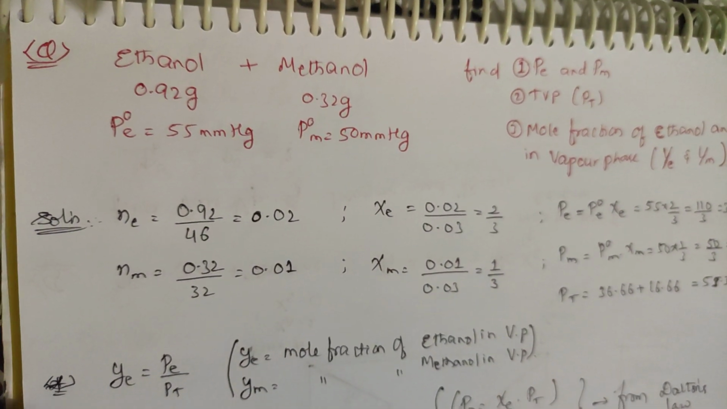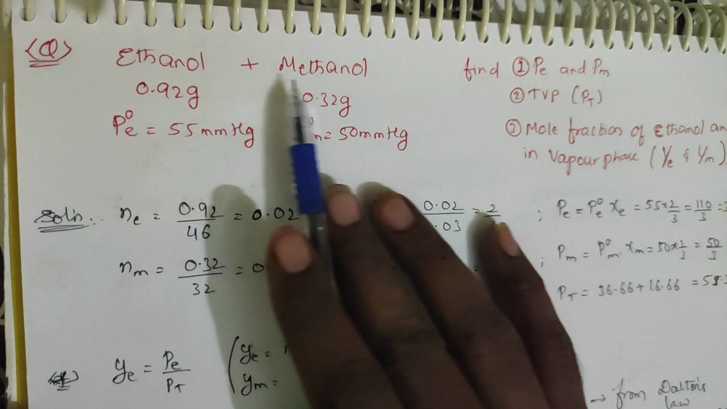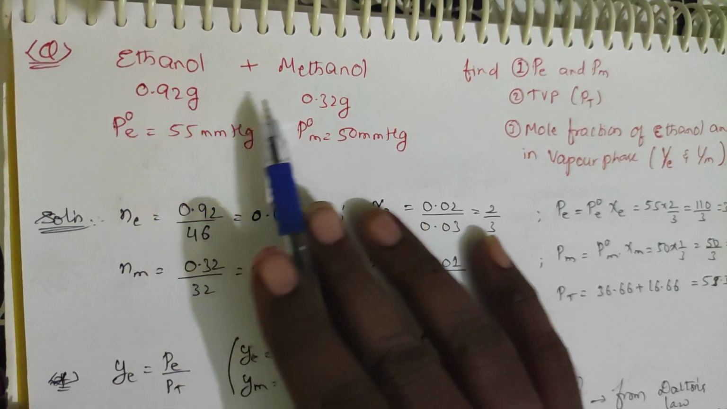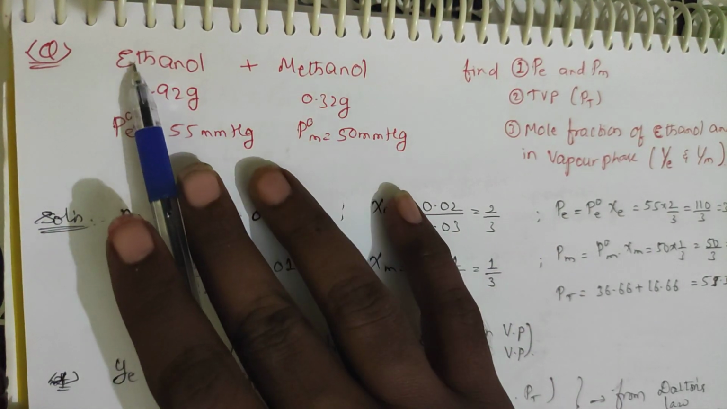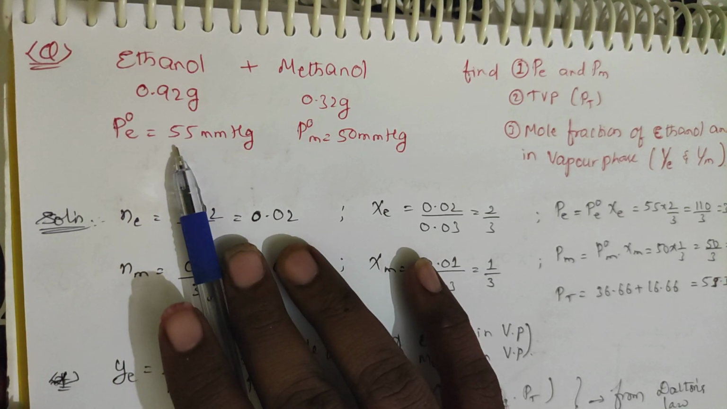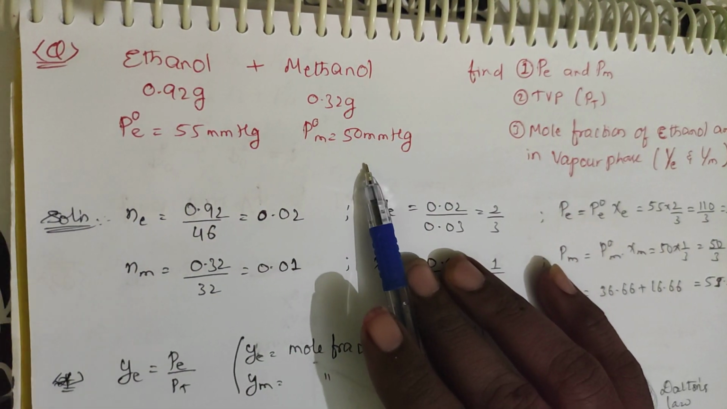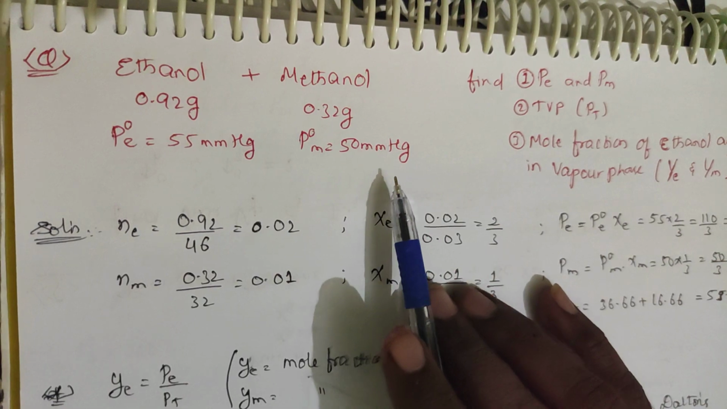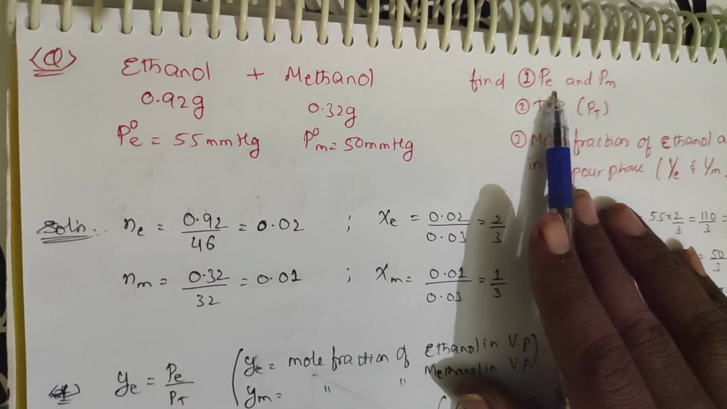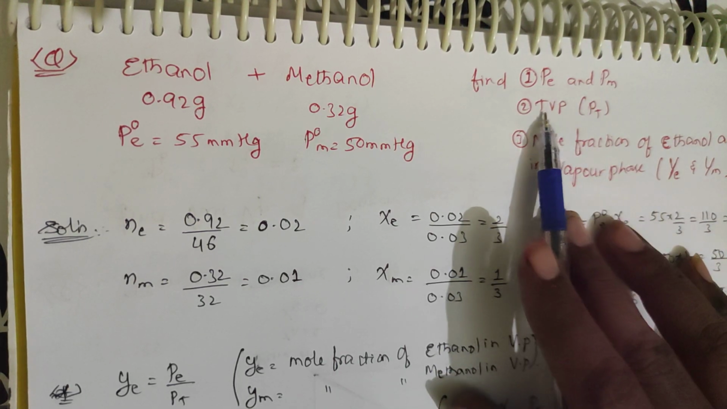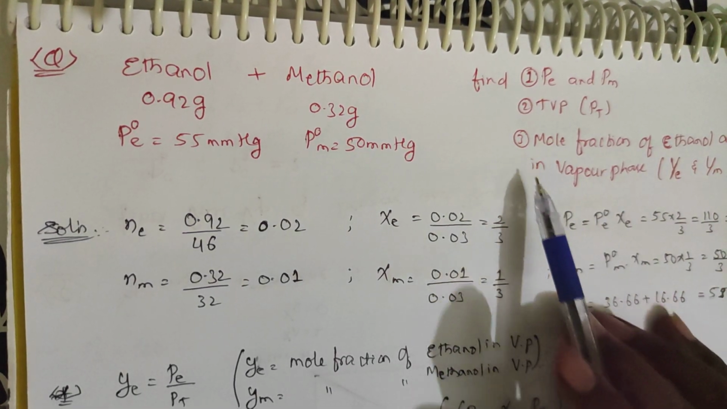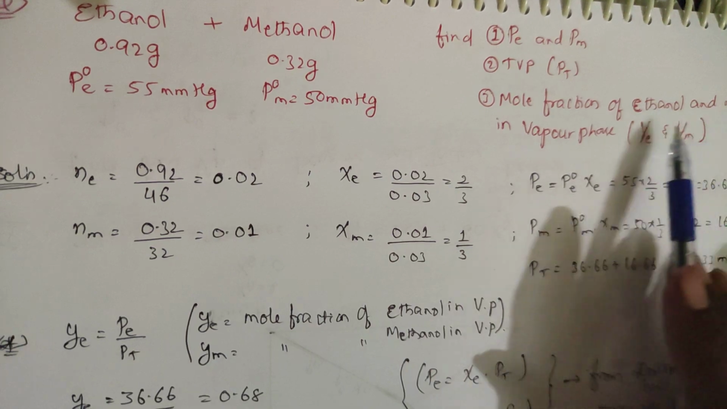Right, students? Now one more question. Ethanol and methanol are mixed. Ethanol is taken 0.92 grams, methanol 0.32 grams. Pure ethanol is exerting pressure of 55 mm Hg and pure methanol is exerting pressure of 50 mm Hg. The questions are: find the partial pressure of ethanol and partial pressure of methanol, total vapor pressure, that is Pt, and it is asking the mole fraction of ethanol and methanol in vapor phase.